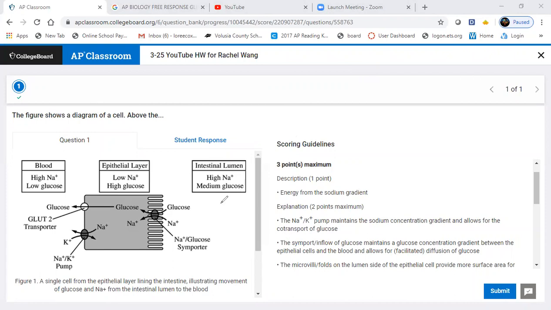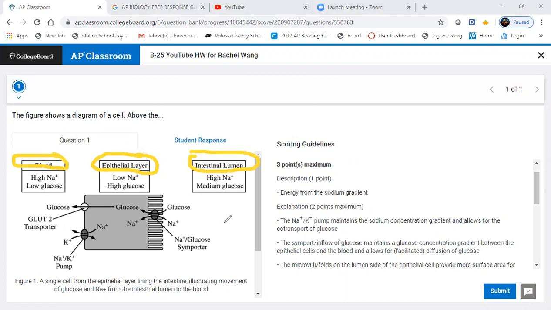So let's see here. First of all, we have the intestinal lumen, so we have that here. And then we have the epithelial layer, the outside, and then we have the blood. Okay, so this question has a lot going on.